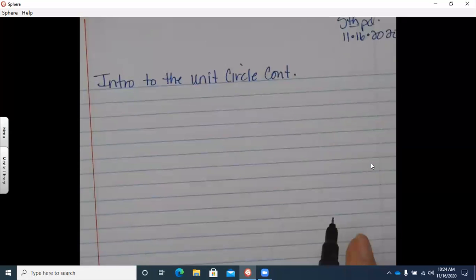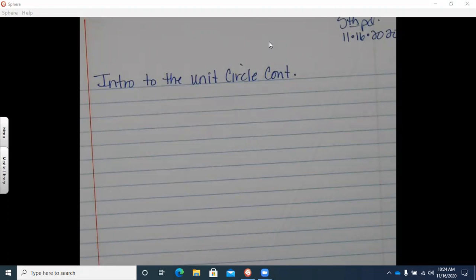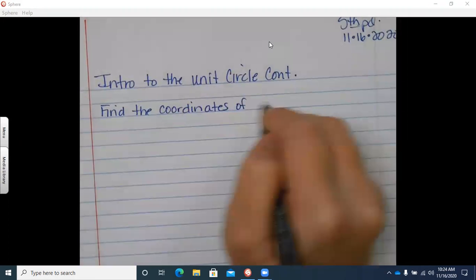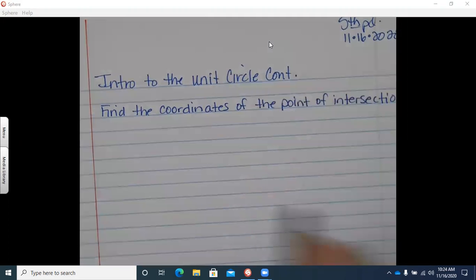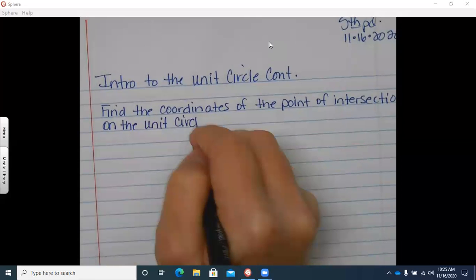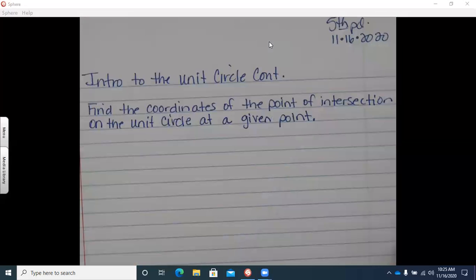And we're going to start with some directions. Find the coordinates of the point of intersection on a unit circle at a given point. Example 1.